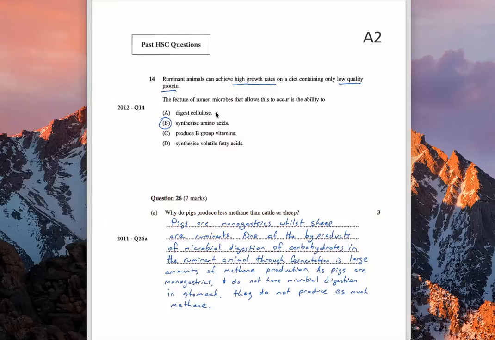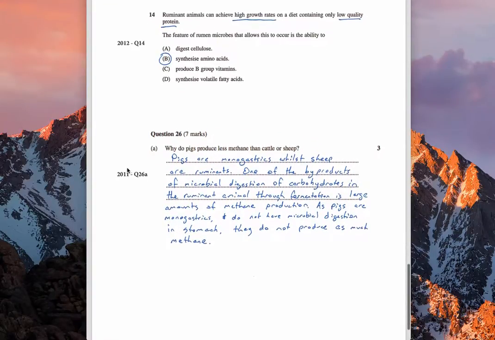However, A is true, and C is true. They can do that, and they can do that as well. But the one that's most correct in this answer is B, synthesizing or making amino acids, and the reason is because it says getting high growth rates despite having low quality protein. So it's not really referring to cellulose, and you're not going to get high growth rates from vitamins, but making protein is going to allow for high growth rates on a low quality protein. So that is the answer for that question.